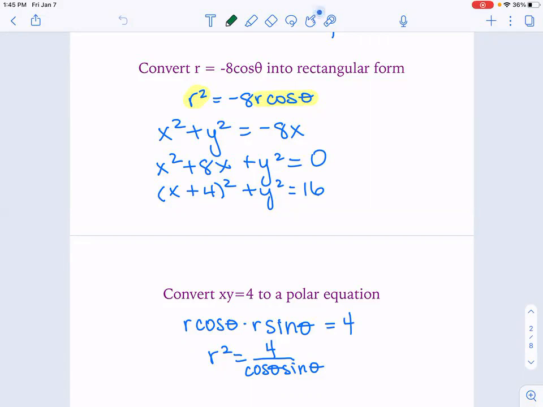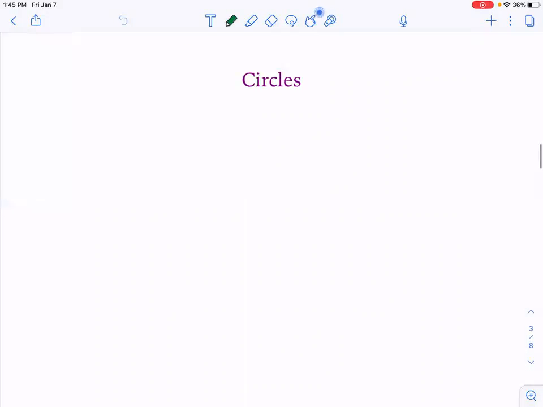Yesterday in your Desmos activity, you graphed circles. Well, you toyed around with circles, rose curves, and limaçons, right? What did we figure out about circles? Well, there are three different ways you can make a circle.